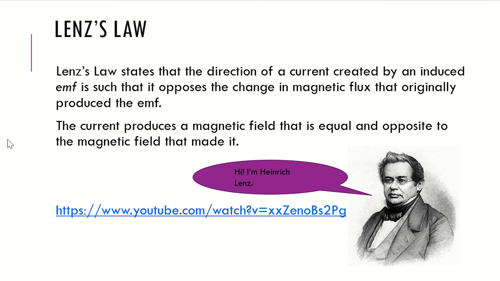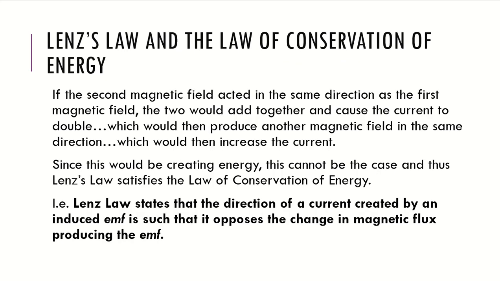Because if it created a magnetic field that added in the same direction, then basically energy would be getting created. Lenz's law is based on the conservation of energy. If the second magnetic field, the one induced in the wire, acted in the same direction as the first magnetic field, then the two fields would add together and cause the current to double, which would produce another magnetic field, which would increase the current, and so on. This would be creating energy from nothing, and this can't be the case.